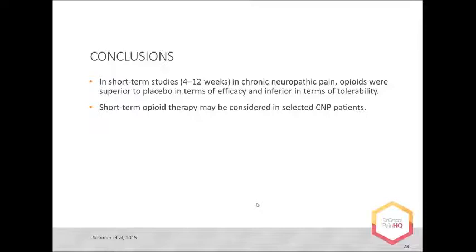So what the authors of this meta-analysis concluded was that in the short-term studies, only studies that measure between 4 and 12 weeks in chronic neuropathic pain, opioids were superior to placebo in terms of efficacy, and they were inferior in terms of tolerability. But they concluded that short-term opioid therapy may be considered in selected chronic neuropathic pain patients. So the key words here are short-term opioid therapy and selected chronic neuropathic pain patients. So it's not for everybody with neuropathic pain, and it's not for long-term duration, it's just for short-term duration.